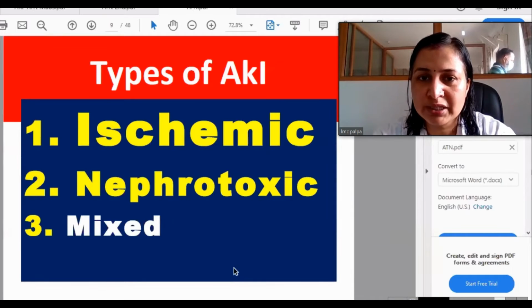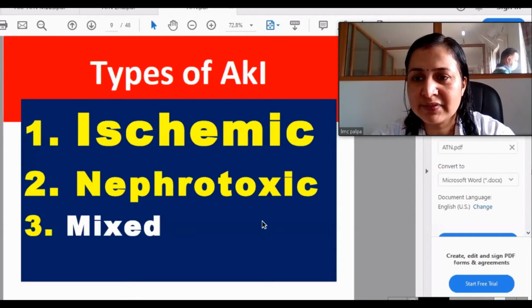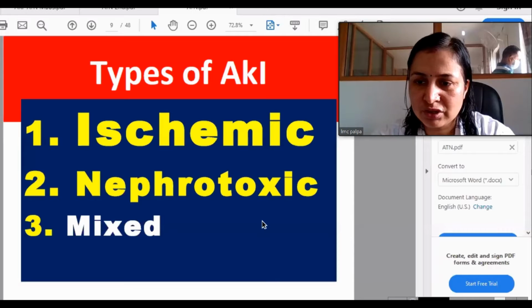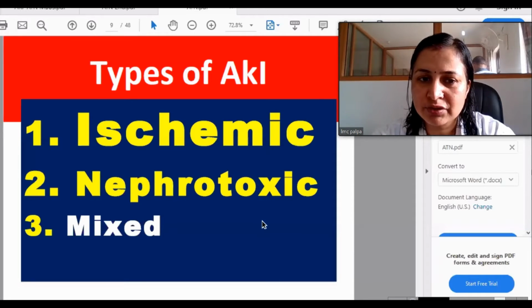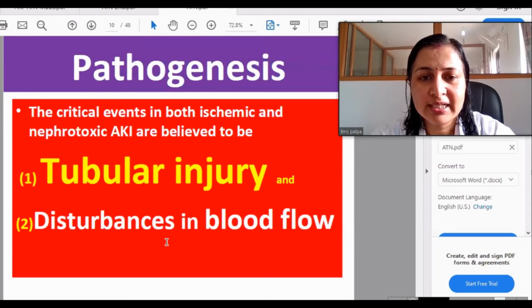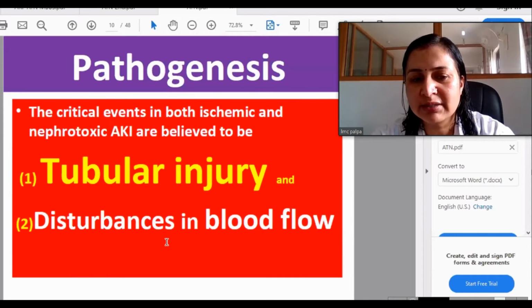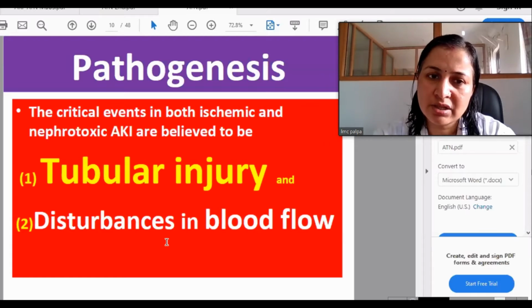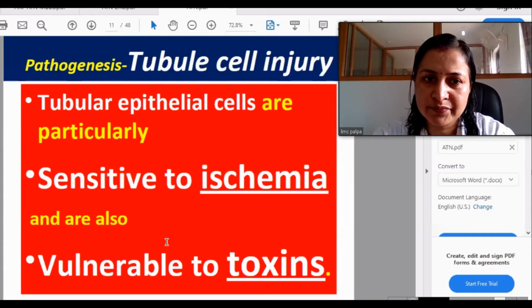So again I am revising. I hope you will not miss this anymore, that acute kidney injury or acute tubular necrosis, in short ATN, is broadly of ischemic and nephrotoxic type, and the mixed types are overlapping of ischemic and nephrotoxic, and then the other two types are tubulointerstitial nephritis and urinary obstruction. In both toxic and ischemic conditions, what happens? Of course in ischemic there is disturbance in blood flow, but even in toxic, ultimately it leads to disturbance in blood flow, and it will cause direct or indirect tubular injury.